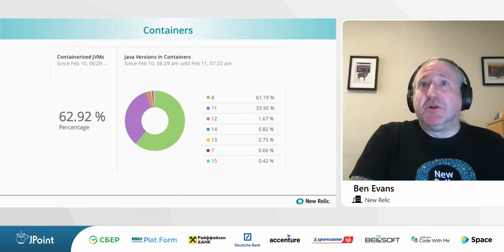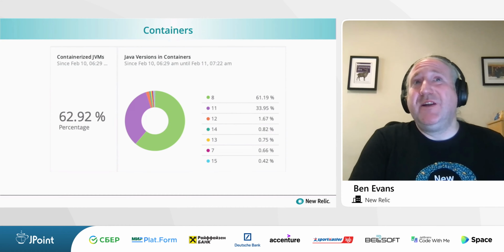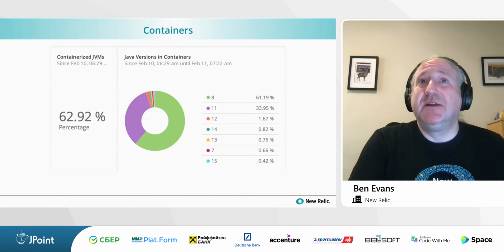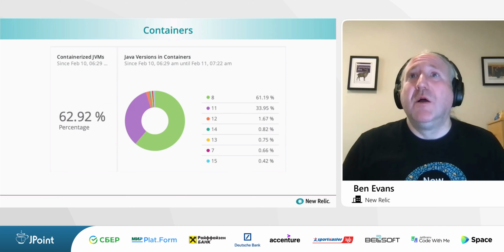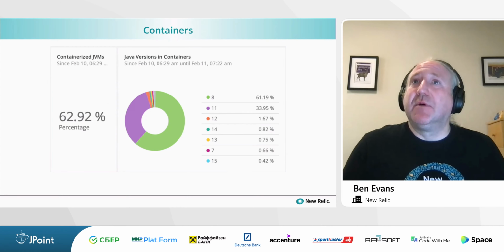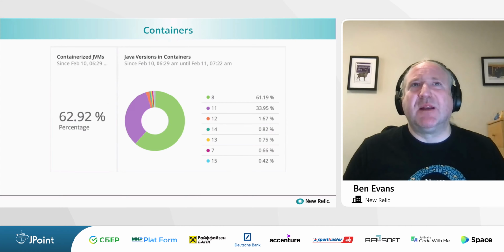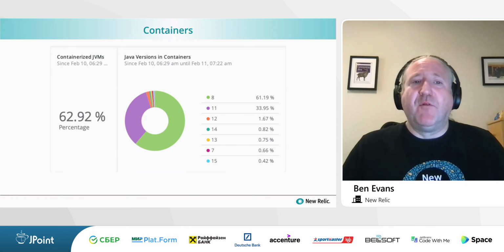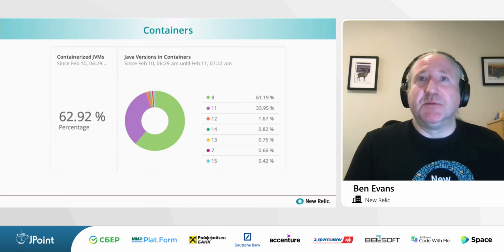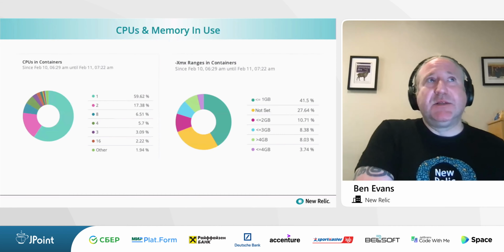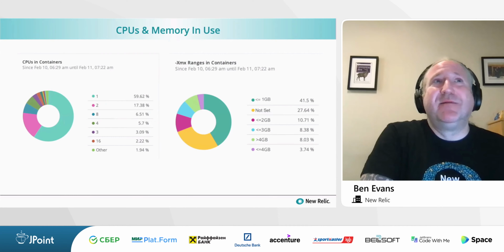So let's look at the Java versions. And as you can see, it's pretty similar. The Java versions in containers versus the Java versions in the market as a whole pretty much tracks. We've got the same 61 to 63%. Those numbers are a little bit different to what we had for the general market, but not significantly so. So let's move on from them. Let's look at this slide.